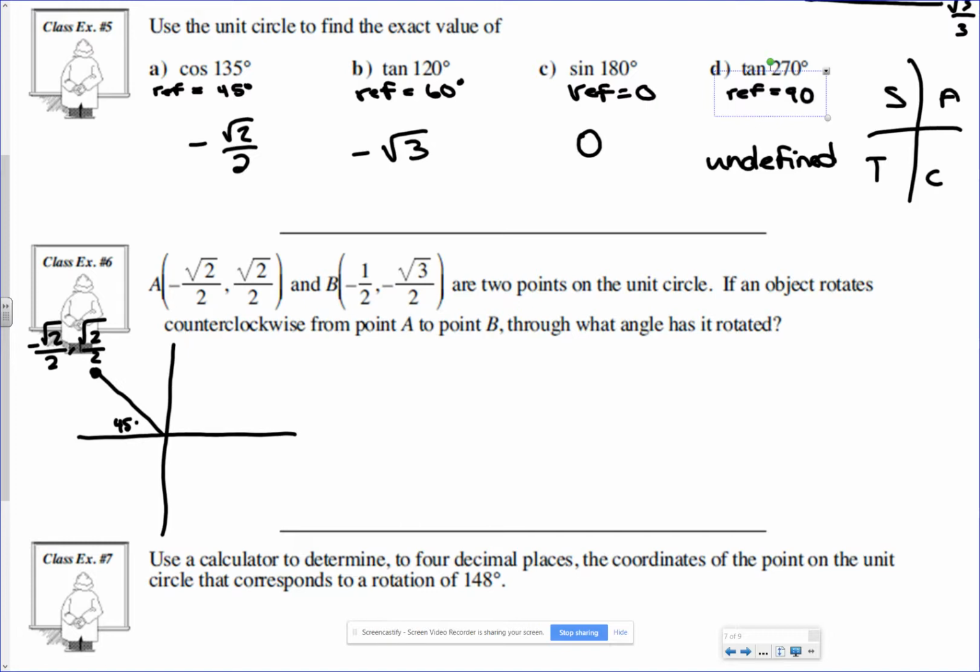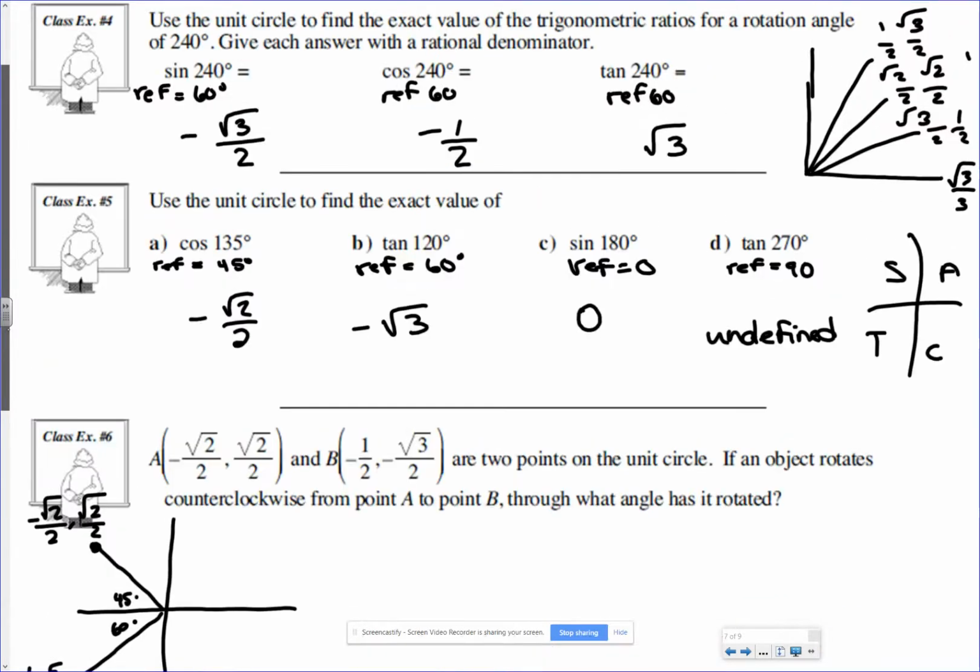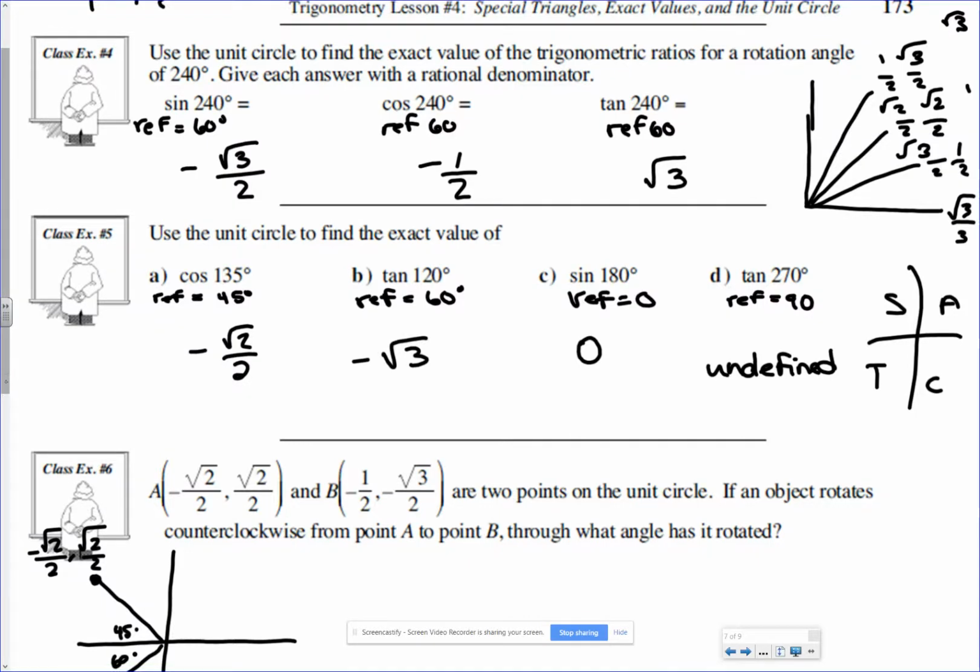And then I have a negative, negative. So I'm down here for my next point. So I have a negative 1/2 and a negative root 3 over 2. And looking at my unit circle for that, that gives me a reference angle of 60 degrees. And again, you can just look up at the unit circle to match those up.